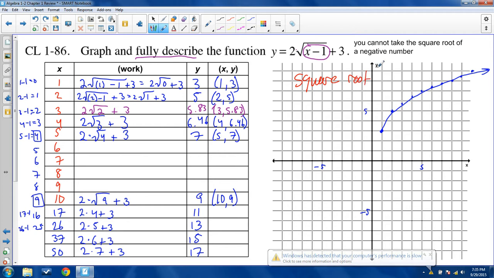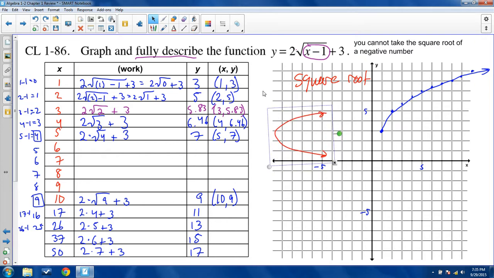A square root function looks like a parabola, a U shape. The only difference is I'd have to take that parabola and turn it on its side, and then I'd have to erase half of it. See how it looks like half a parabola? Let me try that again. See how that looks like half a parabola right there? Kind of cool.